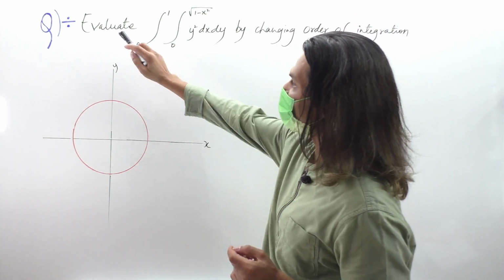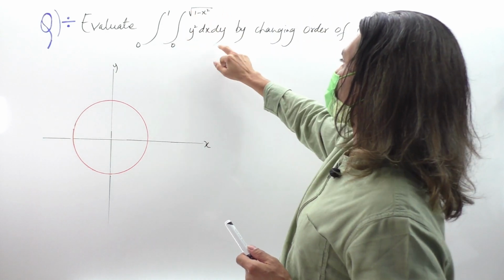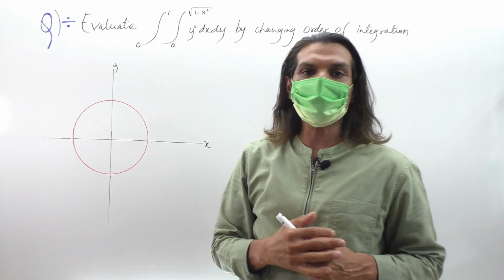The next problem is: evaluate the double integral from 0 to 1, 0 to root of 1 minus x square, of y square dx dy, by changing the order of integration.